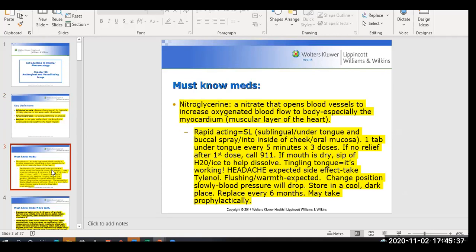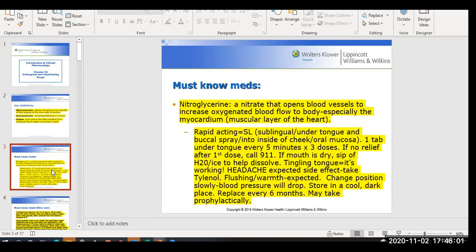Just with sublingual, one tablet under the tongue every 5 minutes for a maximum of 3 doses. And if there's no relief from the angina after the first dose, you call 911 because they may be having a heart attack. If their mouth is dry, they need a little sip of water or maybe some ice. Otherwise, that tablet is not going to dissolve under their tongue.